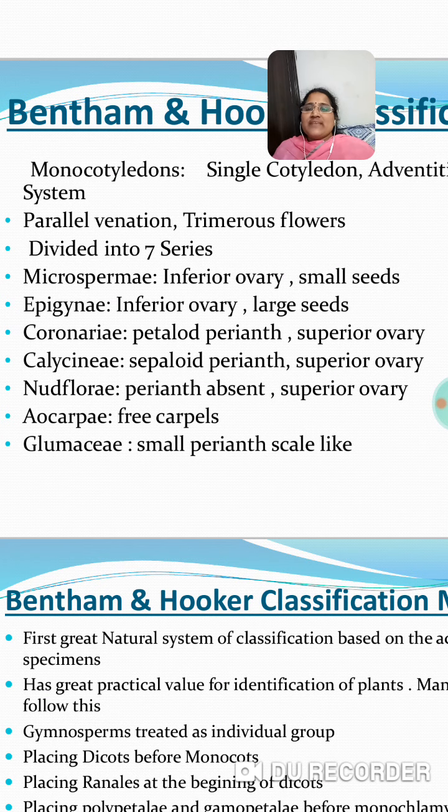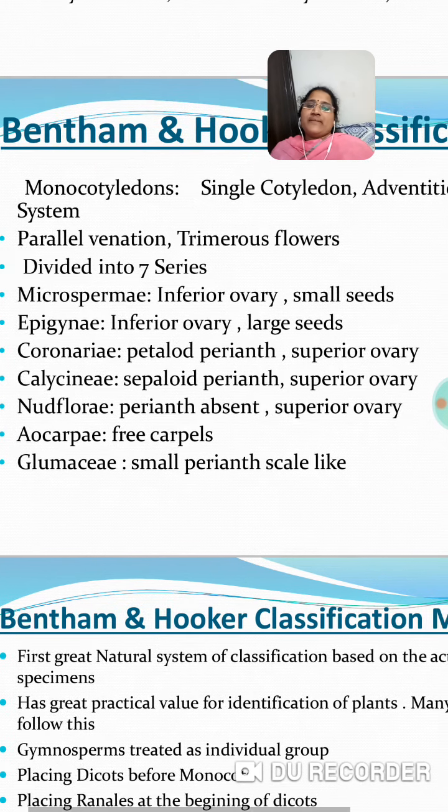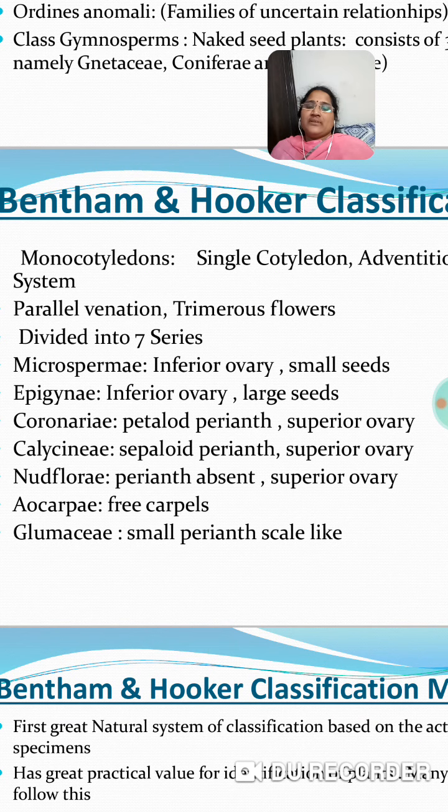And the next one is apocarpae. Apocarpae means the plants consist of flowers with free carpels. Carpels are free. Apo means free. Carpels means the ovary partitions; the partitions of the ovary are called carpels. So here the flowers consist of free carpels. Such plants are grouped under apocarpae. Those carpels are not fused, they are free.